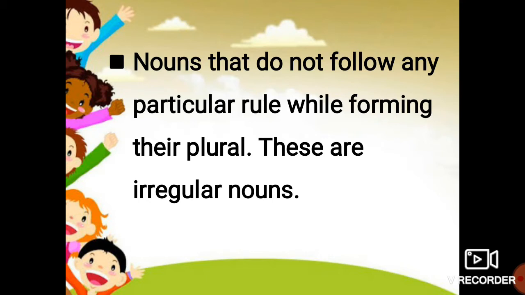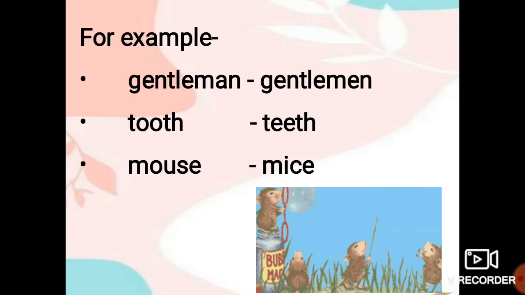Next, nouns that do not follow any particular rule while forming their plural. These are irregular nouns. For example, gentleman becomes gentlemen, tooth becomes teeth, mouse becomes mice. So, as you can see in the given examples, these nouns can be made plural by forming a different word, and these singular nouns do not follow any particular or specific rule in order to become plural.